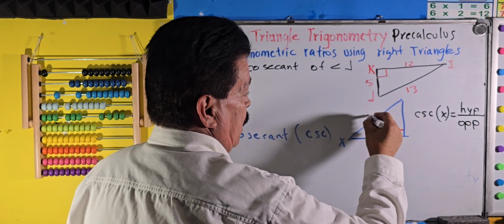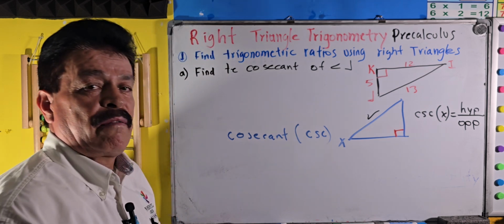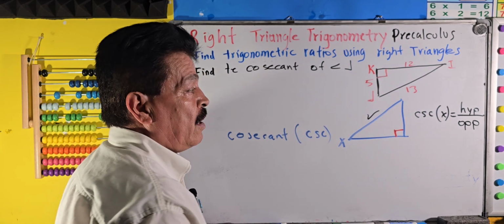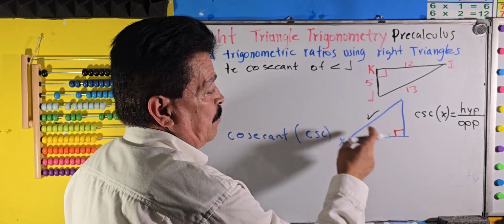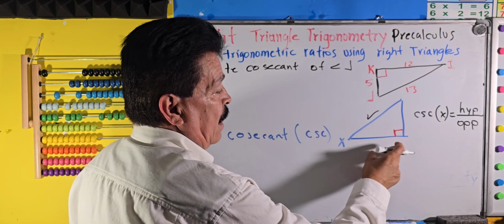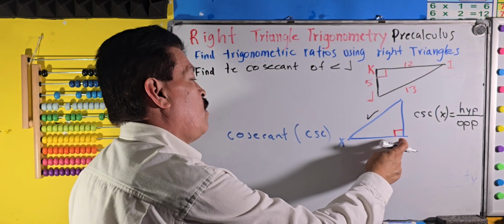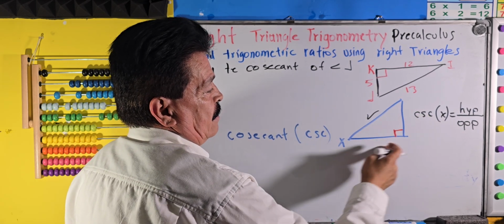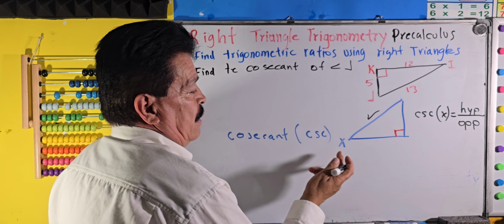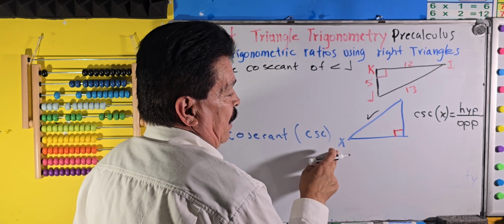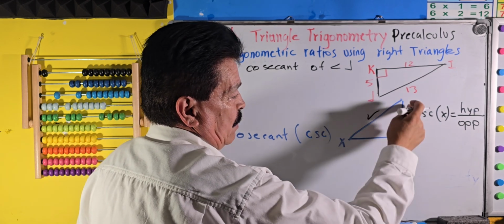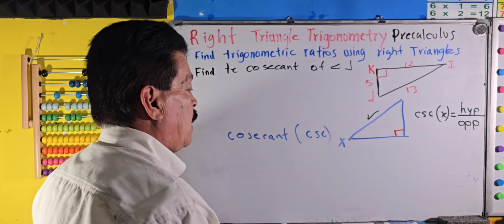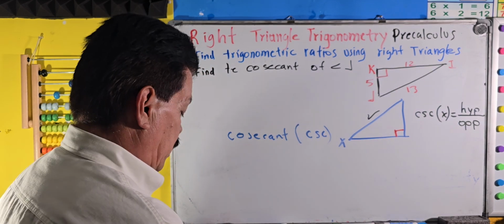This is the hypotenuse. When we are talking about right triangles, the longer side is the hypotenuse. The sides adjacent to the right angle are the legs. Okay, these are the legs. So the opposite leg of x is this side. We are talking about this side. So hypotenuse divided by this side. So this is the concept of cosecant.